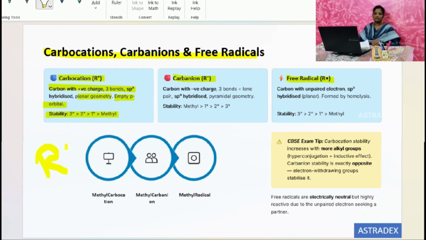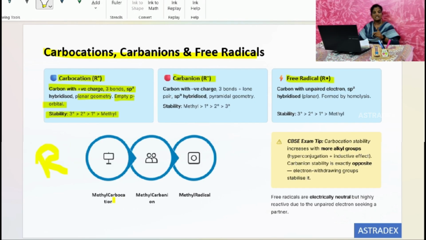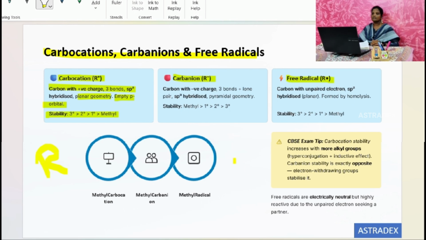Most of you are very confused: what do primary, secondary and tertiary mean? A carbon possessing a positive charge, when attached to only one carbon atom, is called primary. A carbon possessing a positive charge attached to 2 carbon atoms is said to be secondary. If it is attached to 3 carbon atoms, it is said to be tertiary. And here methyl means CH3 plus. So tertiary, secondary and primary. In upcoming classes we are going to detail this structure.